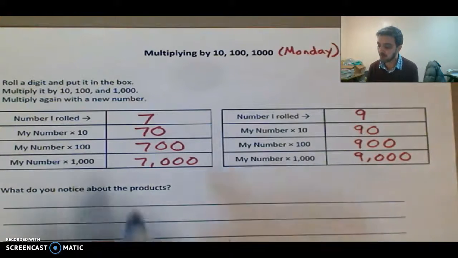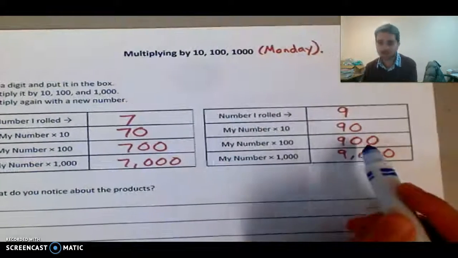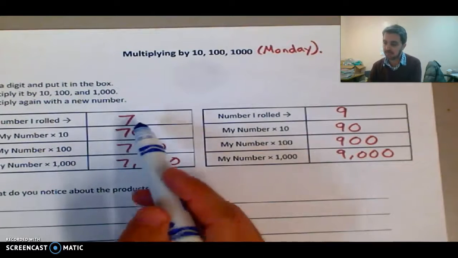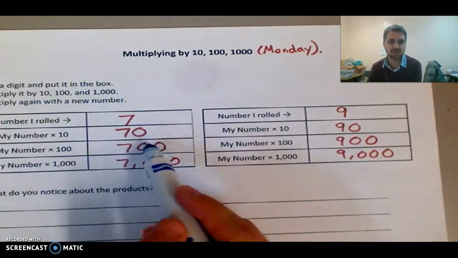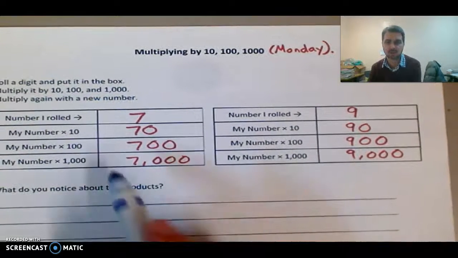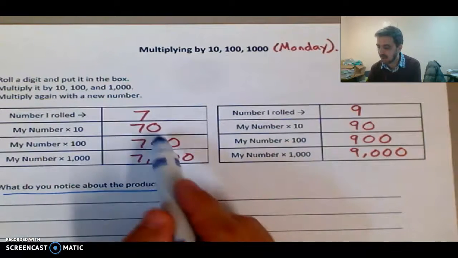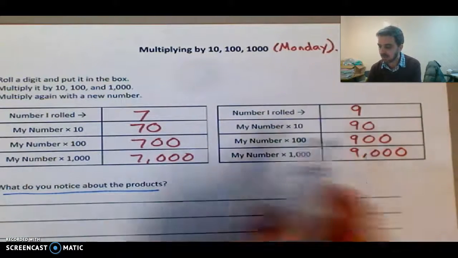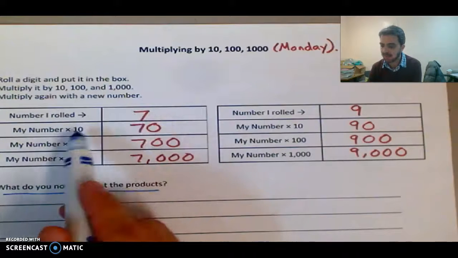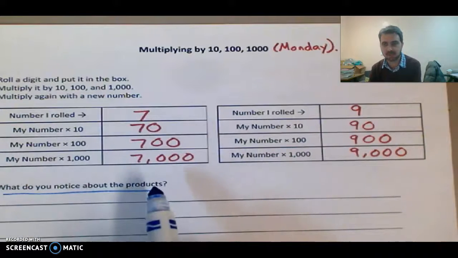All right, so what do you know? What did you get? Did you get answers like mine? Maybe you had a 5 here and it was 50, 500, 5,000. Right? Do you notice anything about the products? The products are the answers. Right? Factors would be 7 and 10, and the product is the answer to 7 and 10.